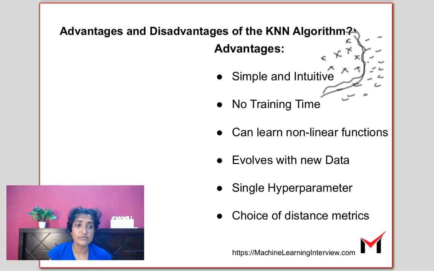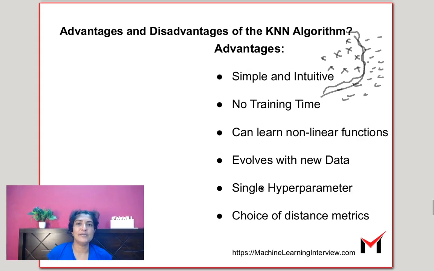So if you reduce the value of k, you might get a wavy boundary like this, but if you increase the value of k, you'll usually get a smoother boundary, and there's a trade-off there, right? So we can learn nonlinear functions. It evolves with new data. Since there is no training, if you add some new data points to your data set, then during the prediction, it automatically is taken into account. There's nothing you need to do really. So that's definitely an advantage.